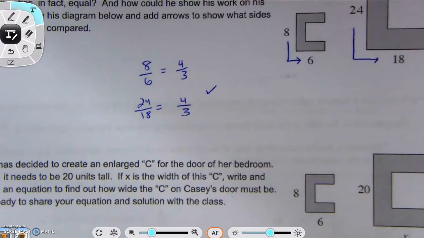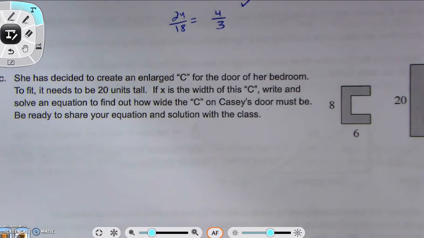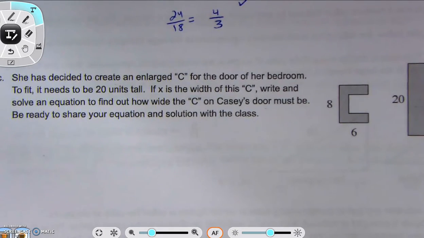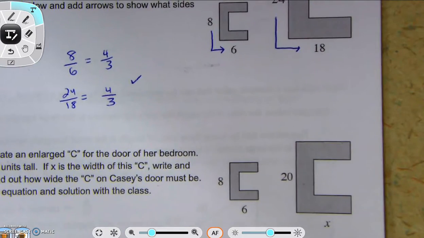So then if I look at C, it says she has decided to create an enlarged C for the door of her bedroom. To fit, it needs to be 20 units tall. If x is the width of C, write and solve an equation. Find how wide the C on Casey's door must be. Be ready to share. So I could take that same method using those arrows right above.